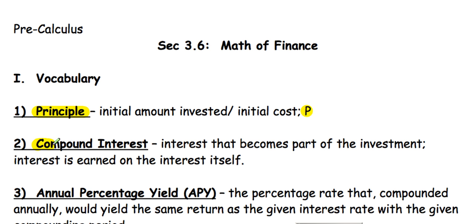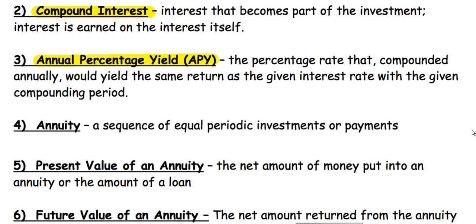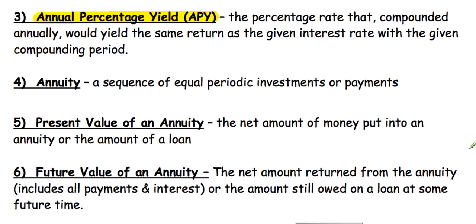All right, compound interest is interest that becomes part of the investment that's earned on the interest itself. So, for example, if you have an account that earns interest that's put back into that account, then the next time that it earns interest, it'll kind of be earning interest on top of interest. We've got our annual percentage yield, APY or AYP. It's the percentage rate that you'll be given or you'll be asked to find.